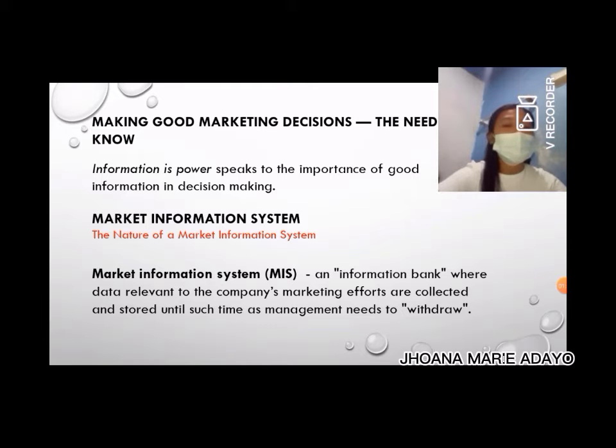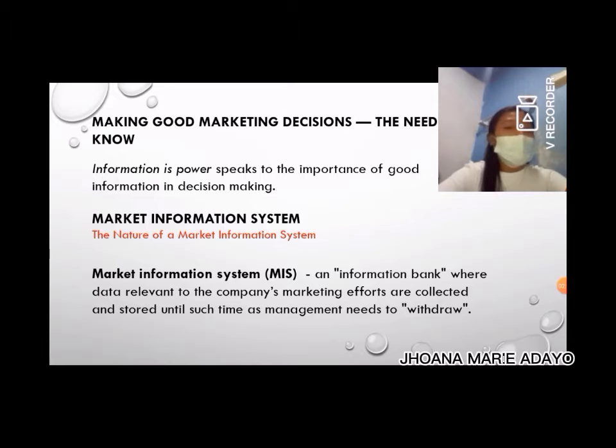So Market Information System or MIS, the nature of a market information system. MIS is an information bank where data relevant to the company's marketing efforts are collected and stored until such time as management needs to withdraw it. MIS is not a software package but a continuing process of identifying, collecting, analyzing, accumulating and dispensing critical information to marketing decision makers.